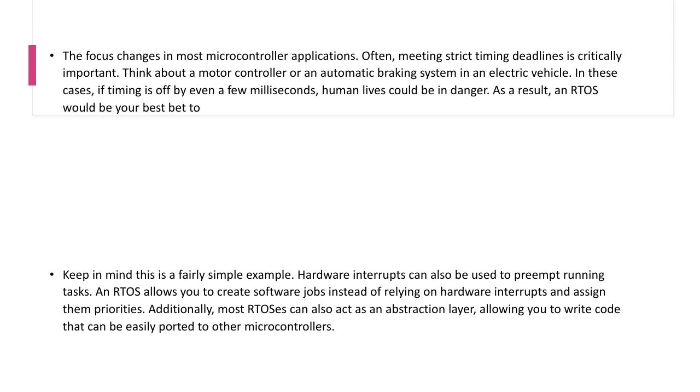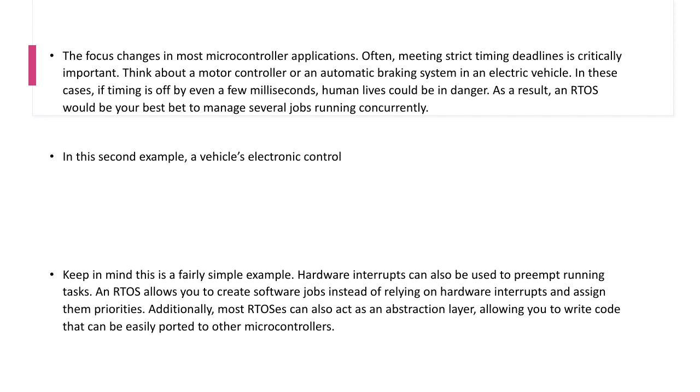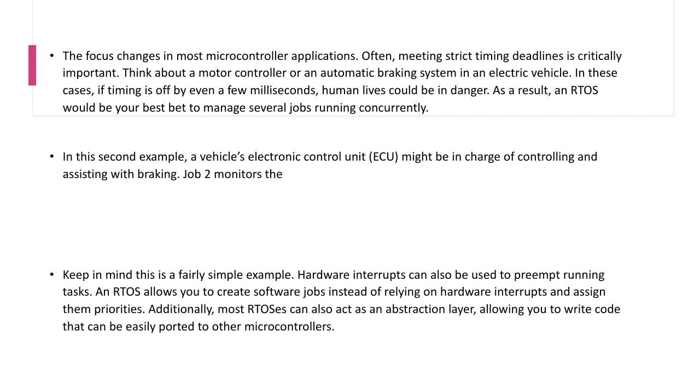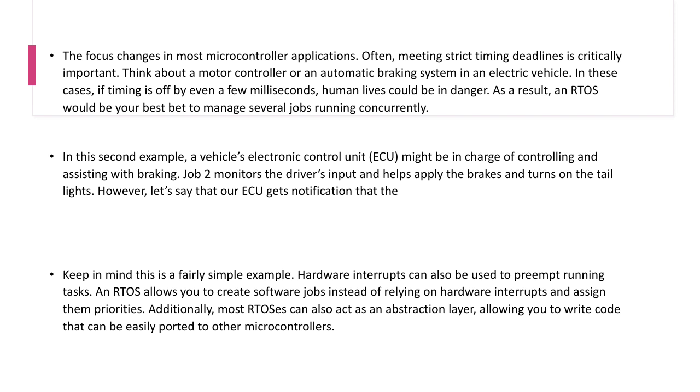So in this second example, the electric control unit, that is the ECU of an electric vehicle, might be in charge of controlling and assisting with braking. Job 2 monitors the driver's input and helps apply the braking and turns on the tail lights. However, let's say that our ECU gets notifications that the car sensors have detected an impending crash. As a result, job 1 will preempt job 2 to control the brakes. This all assumes, of course, that it is a vehicle equipped with automatic braking assist.